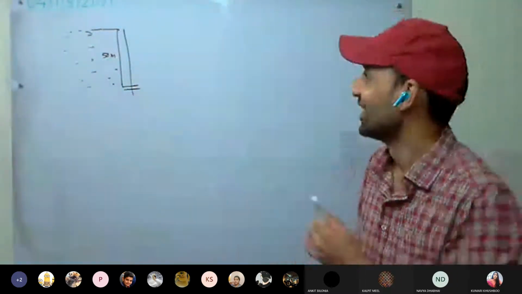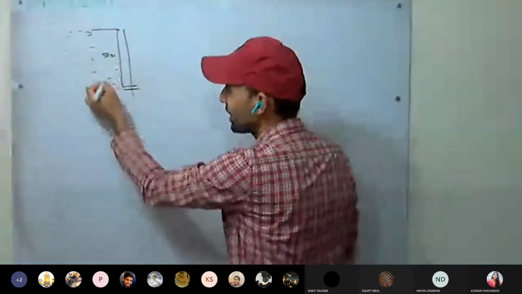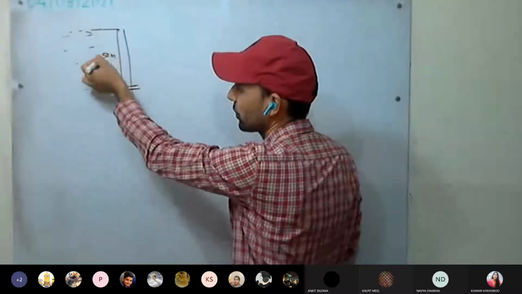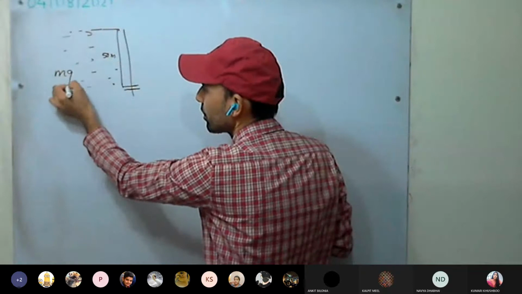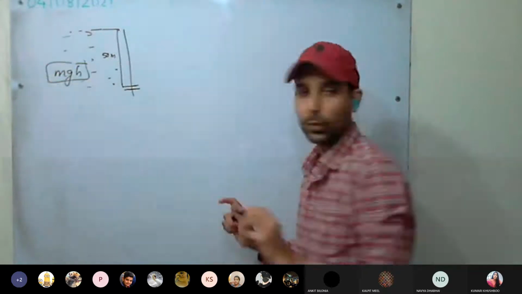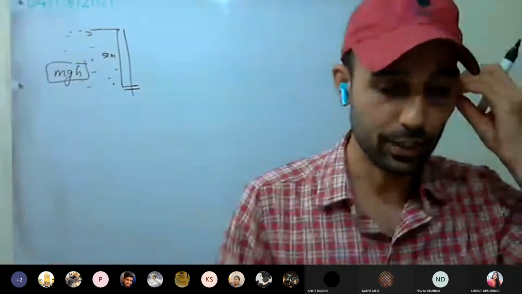Okay. So we have the potential energy here in water because of this height. What will be the potential energy here? mgh. This will be the potential energy stored in water.